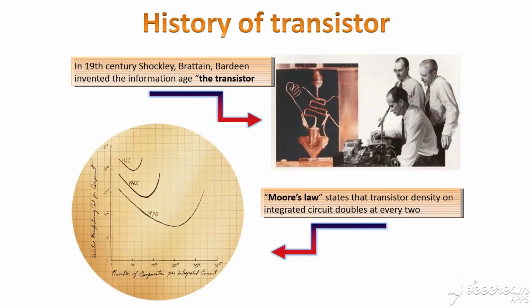Okay, so what is the history of the transistor? Three scientists named Shockley, Brattain, and Bardeen invented the transistor, which began the information age, and then there comes Moore's law. Moore stated that the number of transistors on an IC chip gets doubled every 2 years. We can see the comparison between 1962, 1965 and 1970. It's a clear indication that Moore was right.